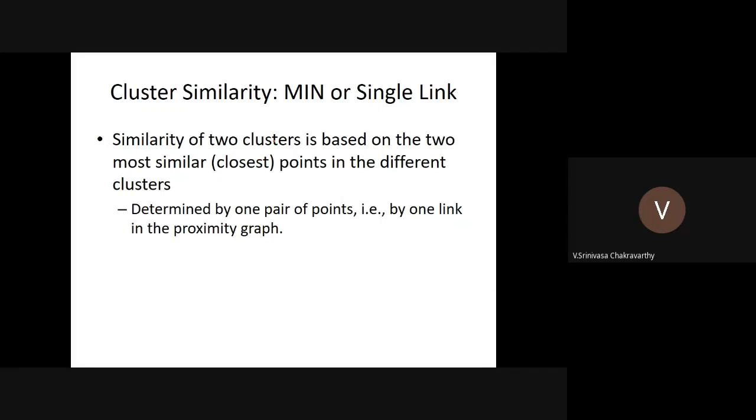Now, if you look at the cluster similarity or proximity measure of min, which is also called single link similarity, it is based, like I said, on the closest points in the two clusters. So that means it is based on only one link in the proximity graph.